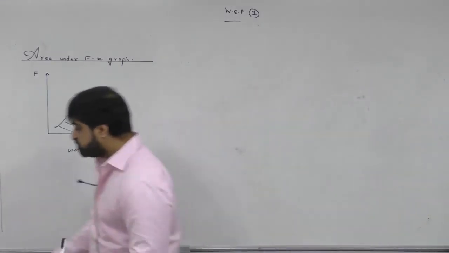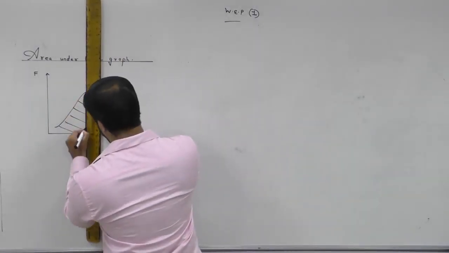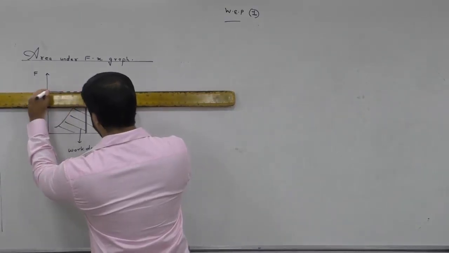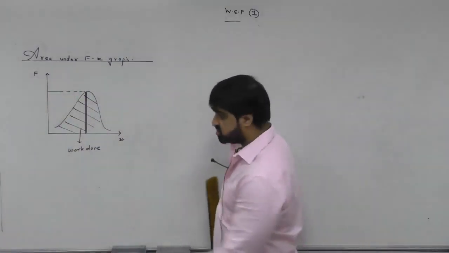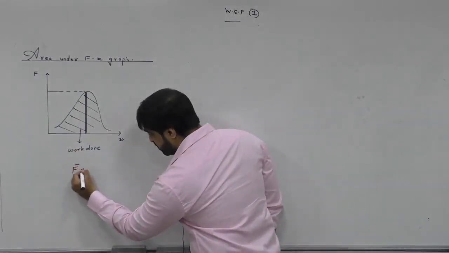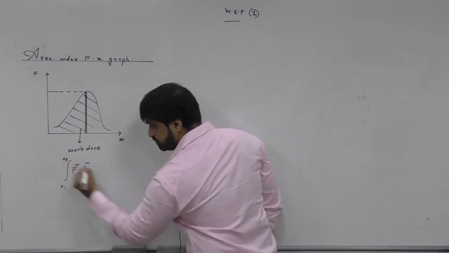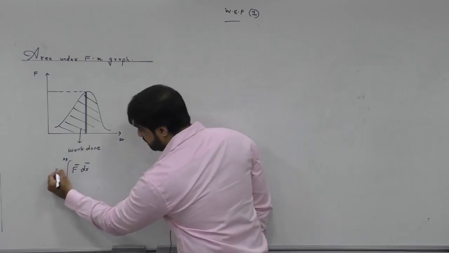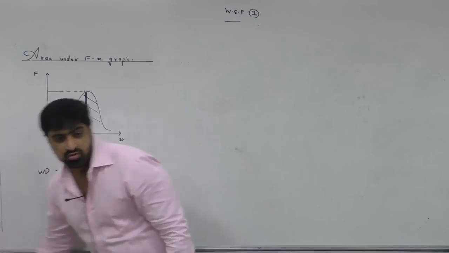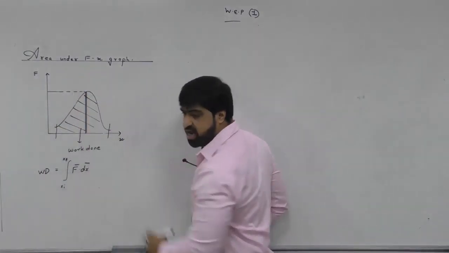We have learned in the second part that you take a small element f dx. This displacement is dx and this is f. So you take F dot dx and then you integrate from x initial to x final. This is the work done. What is this going to give you? When you integrate this from x initial to x final, this is going to give you the area under this whole graph.